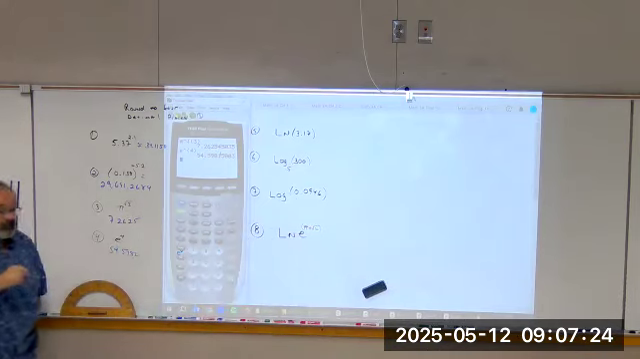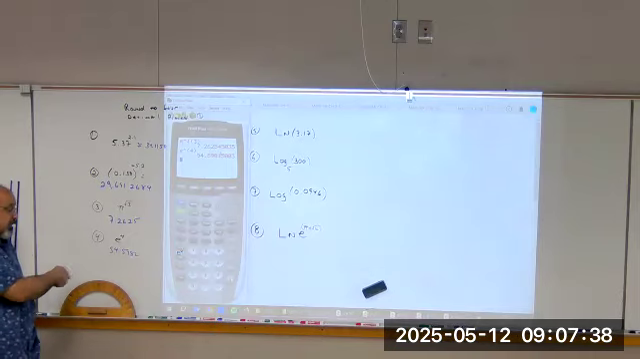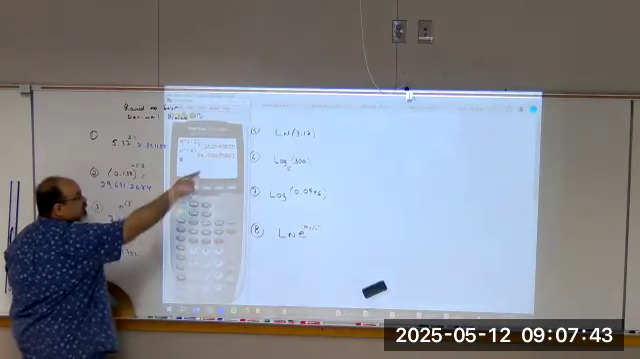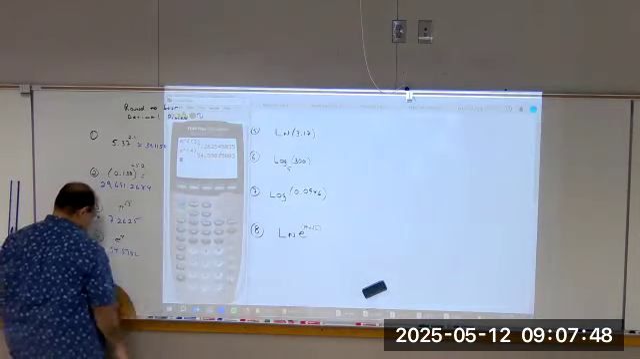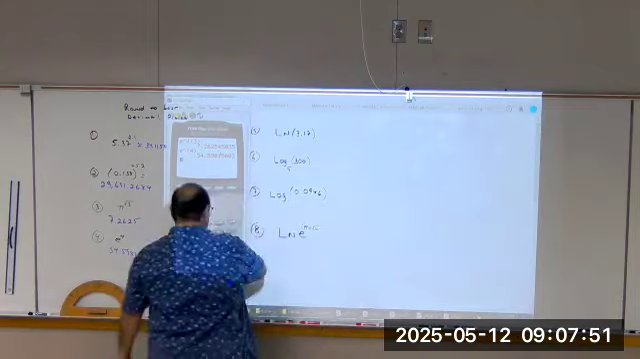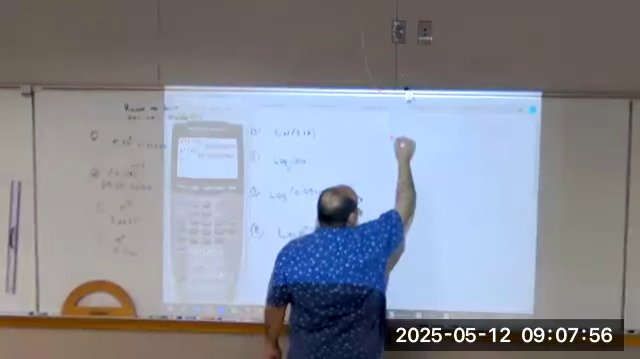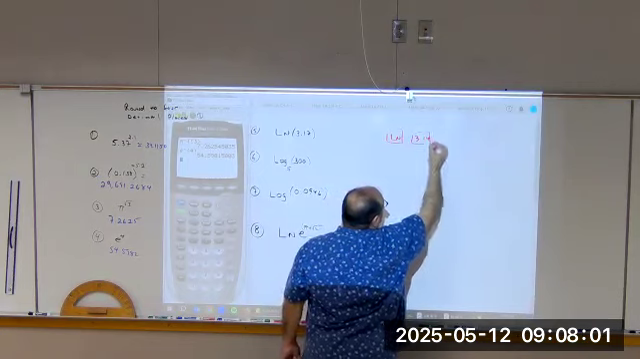Five and 4 get mixed up. On 4, you have to go second and then use e to the 4th. But on 5, you're just taking the natural log of it. So you're using the same button, but on this one you got to go second because you want to do e to that power. Over here, you're just taking the natural log of the 3.14. So you don't use second. You just hit that natural log button, and then type in your 3.14, and then hit enter.